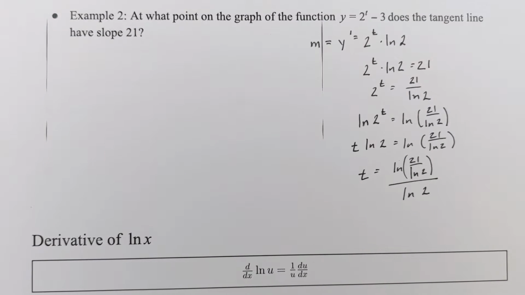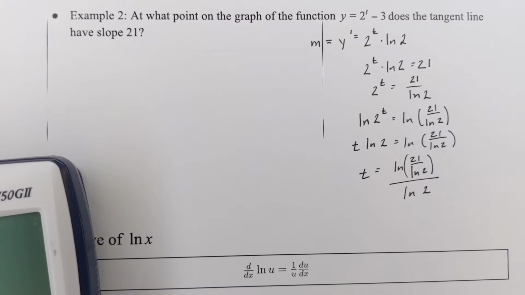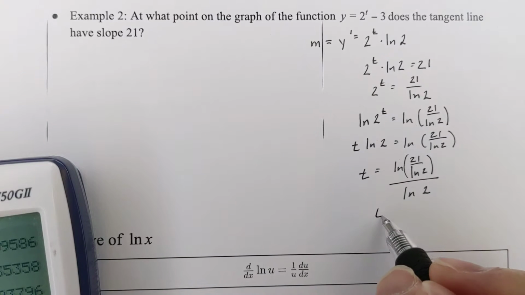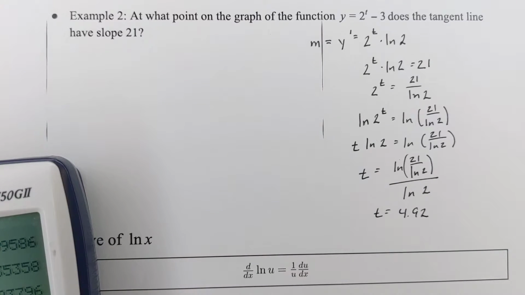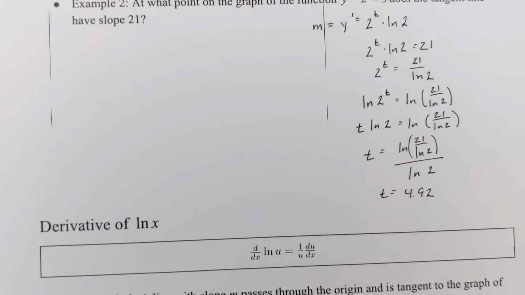And that's all numbers, even though it looks like a hot mess. You can go in my calculator. So 21 divided by the natural log of 2, the natural log of that, divided by the natural log of 2, gives me a t value of about 4.92. So when t is 4.92, the tangent line has a slope of 21.